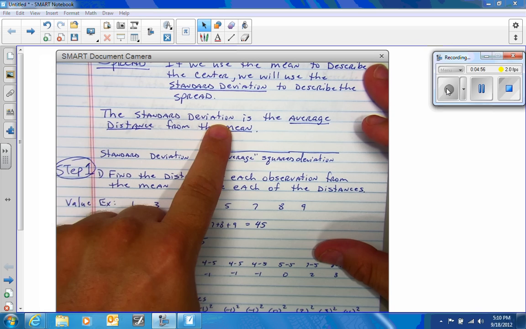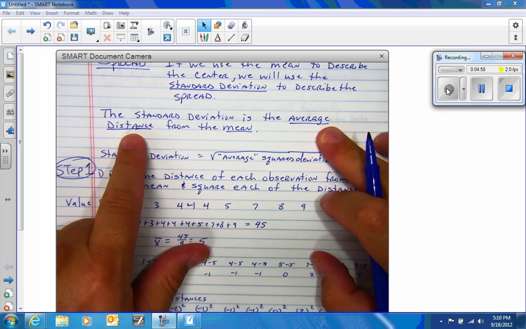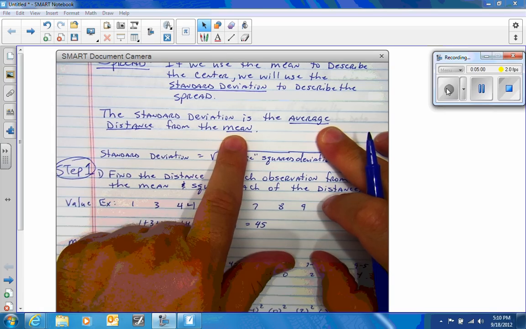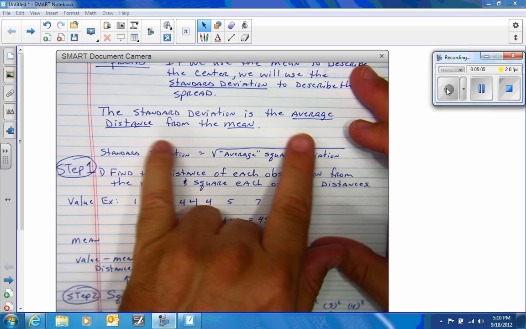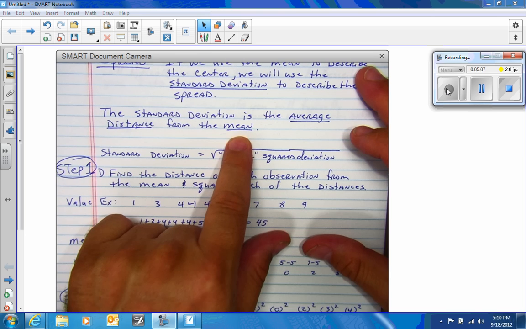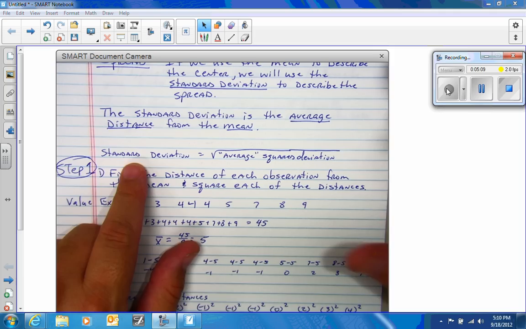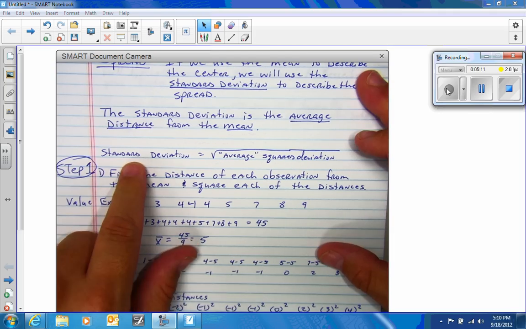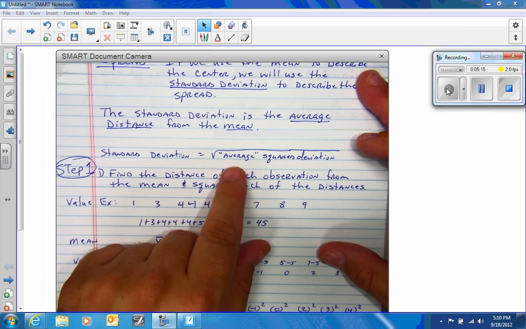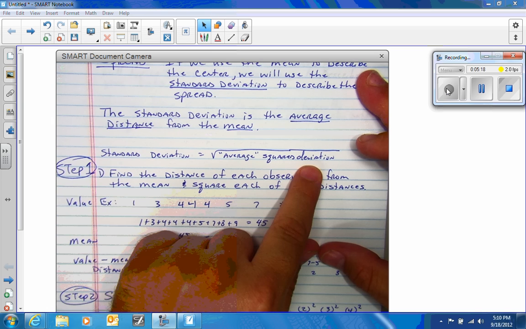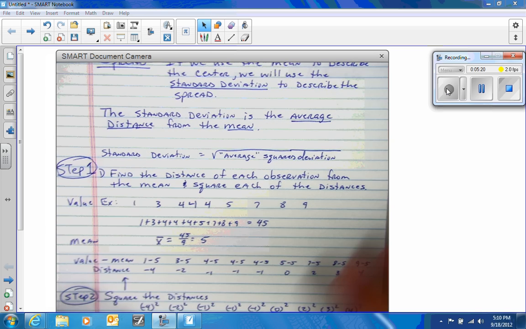The standard deviation is the average distance from the mean. Remember, your mean is sort of like your middle number as well. It's the center. So what is the average distance from your center? Well, the mathematical way of doing it is the standard deviation is equal to the square root of the average squared deviation. Let me explain that to you.